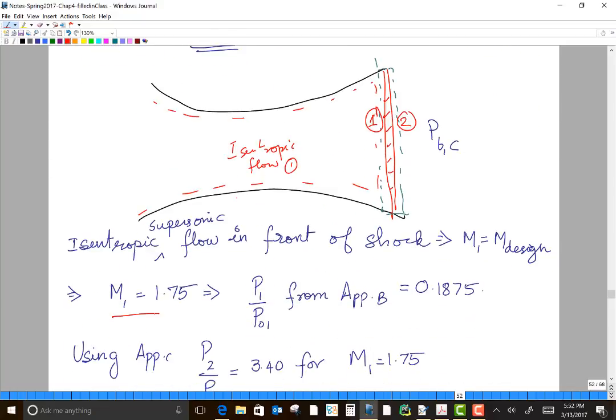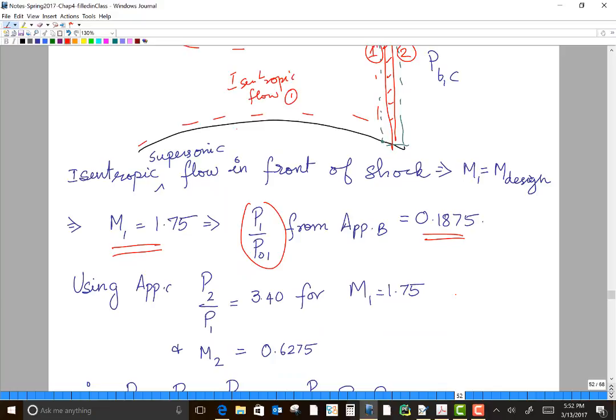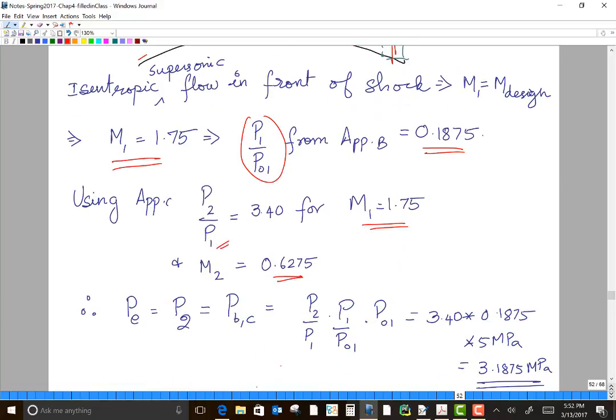So your M1 is 1.75. Now I can use appendix C to compute. For the corresponding value of M1 equals 1.75, the P1 by P01 from appendix B is 0.1875. So now, this is the Mach number in front of the shock, 1.75. So I can use appendix C to compute P2 by P1, which is 3.40 for M1 equals 1.75. And the corresponding Mach number behind the shock is 0.6275.